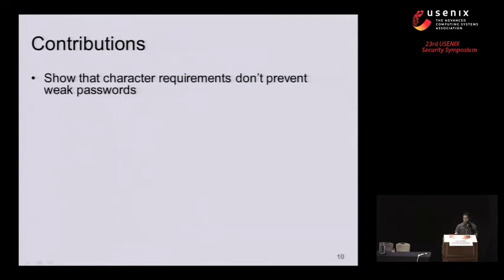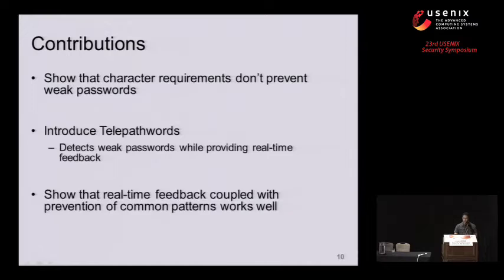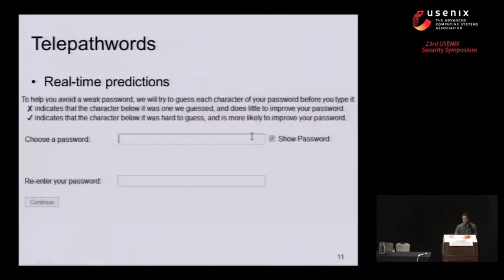In our paper, we confirm that certain sets of character requirements are insufficient for preventing weak passwords. We also introduce a system called Telepathwords, which detects weak passwords using a guessability model while providing real-time feedback. And we show that real-time feedback, when coupled with a mechanism for preventing common patterns, can produce a policy that is both significantly better in terms of security than character requirements, but not significantly different in terms of usability once passwords have been created. So this is the Telepathwords system.